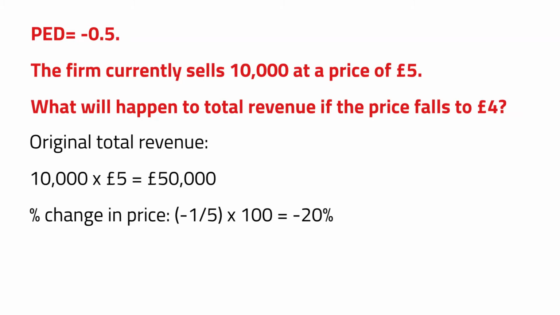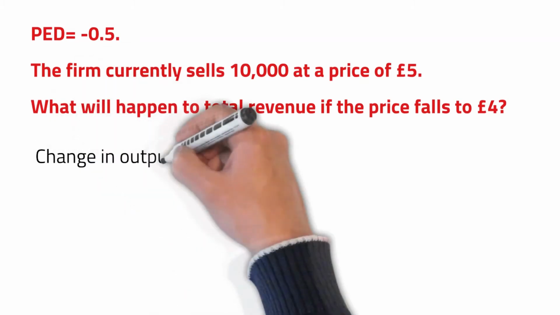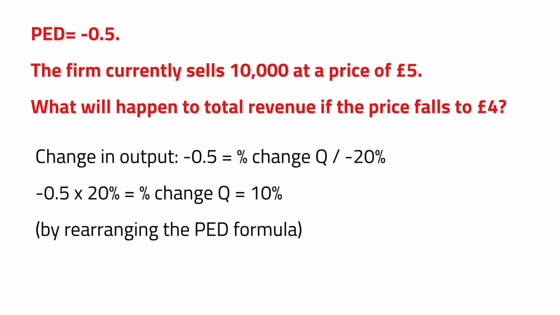Next, let's calculate the percent change in price. This is £4 minus £5, giving us minus 1. Multiplying this by 100 gives us the percentage. This gives us minus 20%. Now we need to find the change in the output. The PED formula would be minus 0.5 equals the percentage change in quantity divided by minus 20%. By rearranging the PED formula, we would get minus 0.5 multiplied by minus 20%. This will give us a change in the quantity sold of 10%.